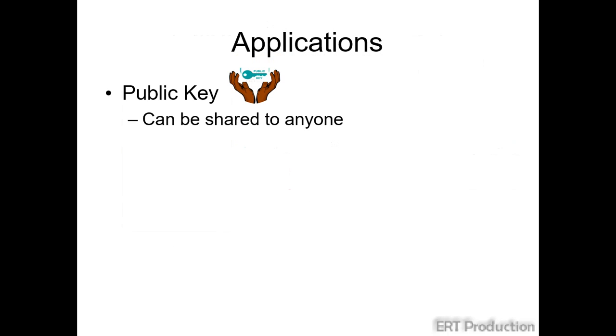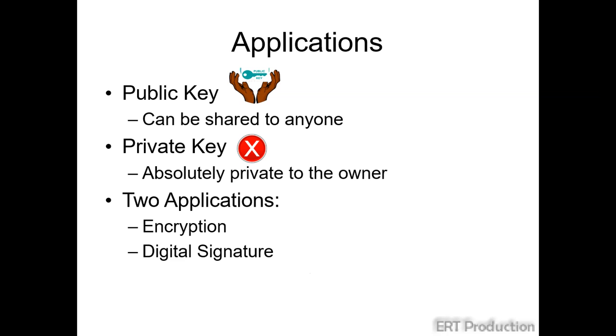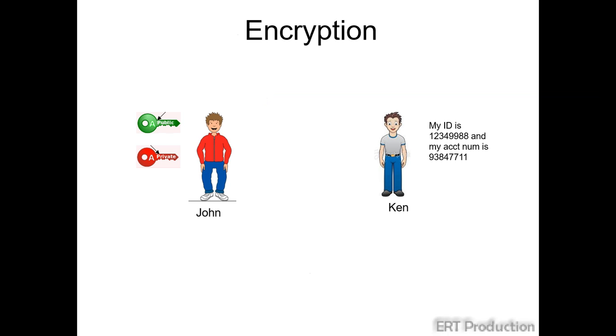Good. Let's talk about the application of asymmetric key encryption. First of all, in real-life applications, a public key is a password that can be shared to anyone in the internet, while a private key is absolutely private to the owner. In terms of applications, we can use them in two ways. One is encryption and the other is digital signature. Let's see the following examples.